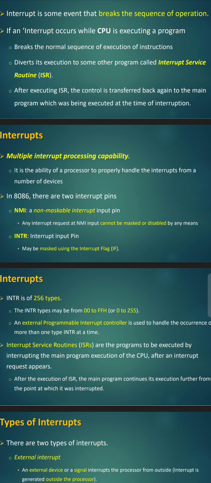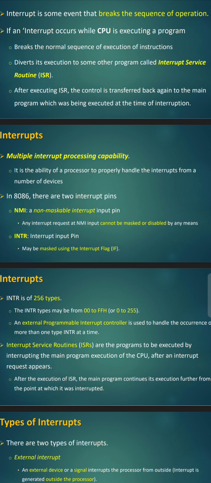In 8086, there are two interrupt pins. One is NMI and another one is INTR. NMI we discussed earlier; it is a non-maskable interrupt. If that particular interrupt occurs, the CPU or the processor can't ignore that type of interrupt. It cannot be masked, and the CPU can't ignore those types of interrupts. Because of that, the name is non-maskable interrupt.